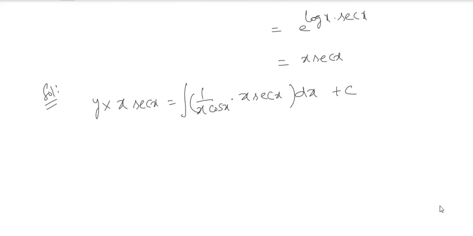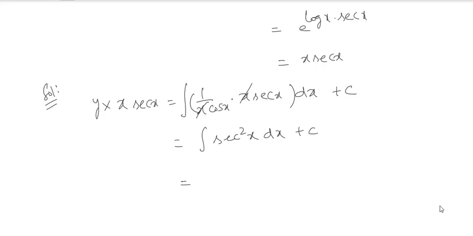Now this x will get cancelled. Again, secant x I can represent as 1 by cos x. So directly I can go with 1 by cos square x dx plus c as the constant. Am I correct or not? Or else you can directly take this as secant square x, since 1 by cos x is secant x. So you will go with the integral of secant square x dx plus c.